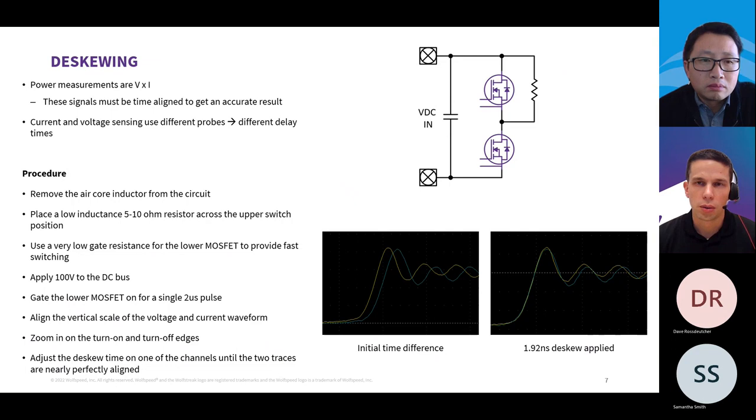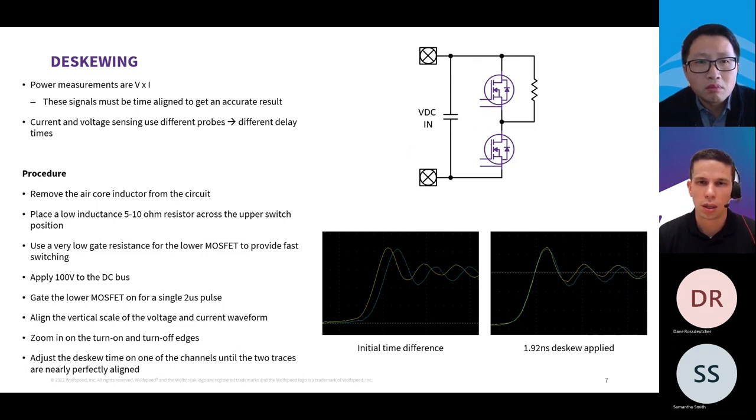So the procedure that we follow to deskew the probes is to basically take that half-bridge circuit and put a resistor, a low inductance resistor, across the top device, and then gate the bottom device on so that you get just a nice square wave of current flowing in the circuit. And ideally, if it's a nearly purely resistive circuit, the voltage and current should be in phase with each other. And so then we can take those two voltage and current waveforms and time align the edges.